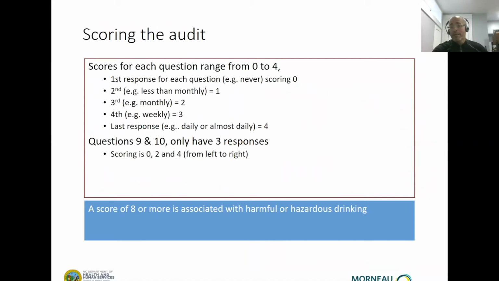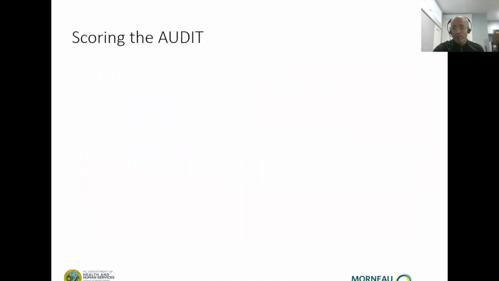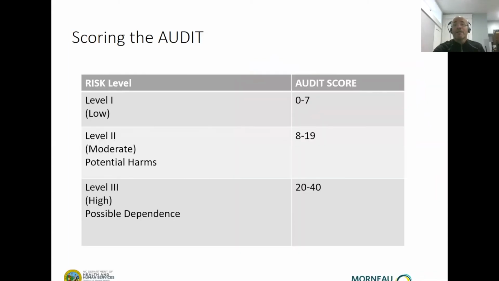This is how it's scored. 8 or more, I'm going to say, has potential for harmful or hazardous drinking. Remember, I'm moving through these slides very fast. If you want a copy of these slides, please go again to the UNC Behavioral Health website. But if they score 0 to 7, it's considered low. If it's 8 to 19, it's moderate. And if they score 20 to 40, there's possible dependence.